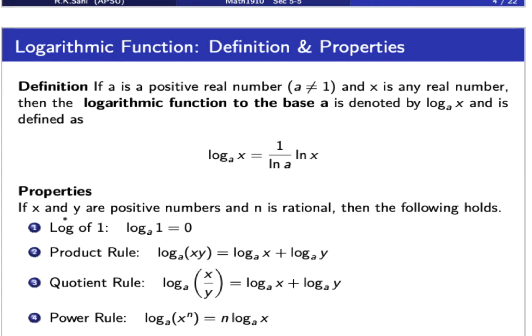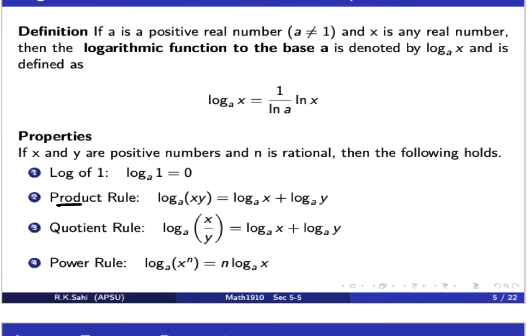The properties: if I have two positive numbers, x and y, and n is rational, then log of 1 to the base a is 0. The product rule, log of xy to the base a is log of x to the base a plus log of y to the base a. The quotient rule, log of x over y to the base a is log of x to the base a minus log of y to the base a. And the power rule, log of x to the power n to the base a is n times log of x to the base a.